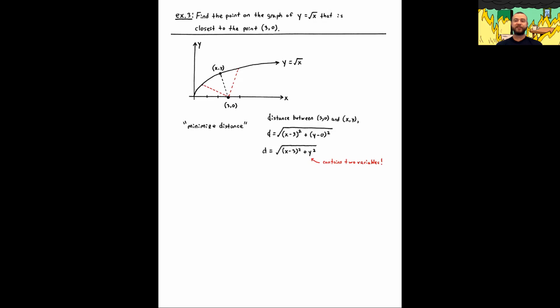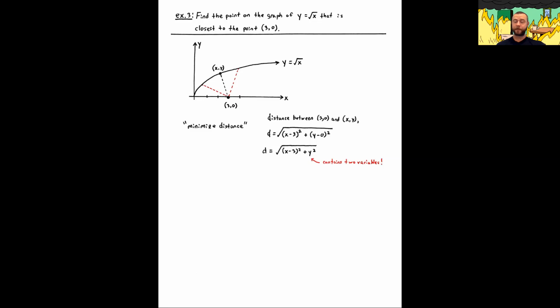Now, like what we saw in example 1 and example 2, there's an immediate problem with our formula or equation here. It contains 2 variables. We are only dealing with single variable calculus right now. We can't optimize a function of 2 or more variables yet. That requires multivariable calculus, Calc 3. So we have to go through our usual trick of trying to eliminate one of these variables with a constraint.